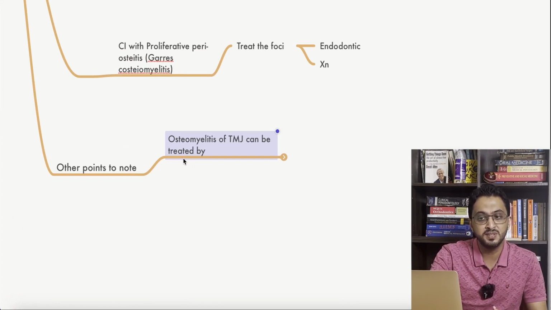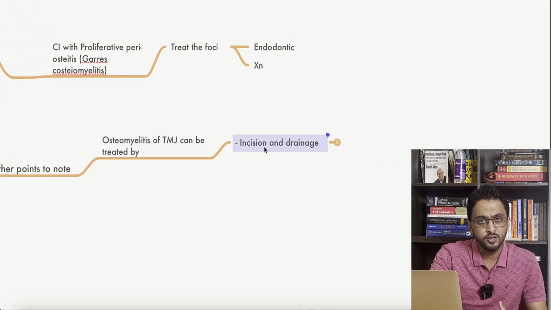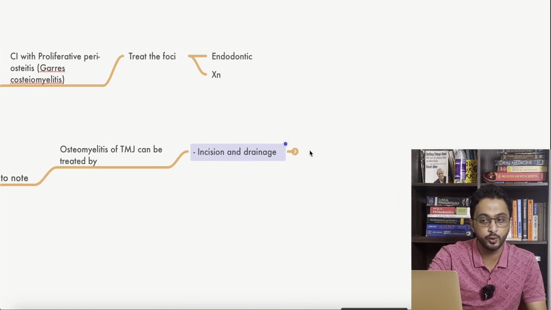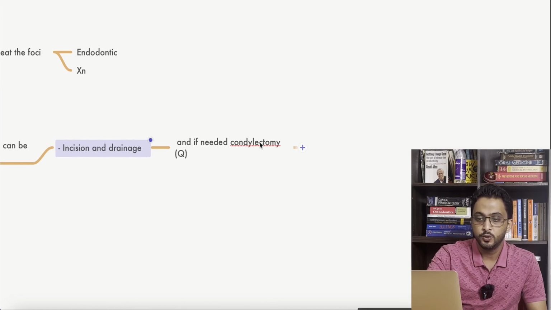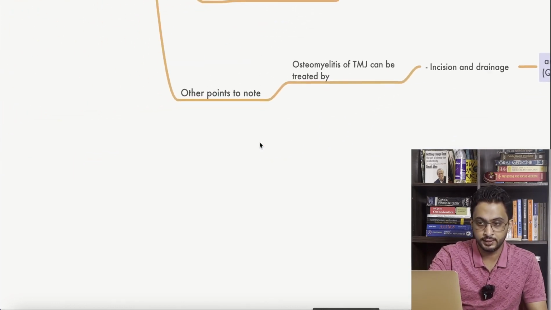Osteomyelitis of TMJ can be treated by, I think this is a question asked for you, initially you go for incision and drainage. Then what? If it doesn't cure, that's the question, you need condylectomy. You can go for condylectomy. That was a question and answer there.